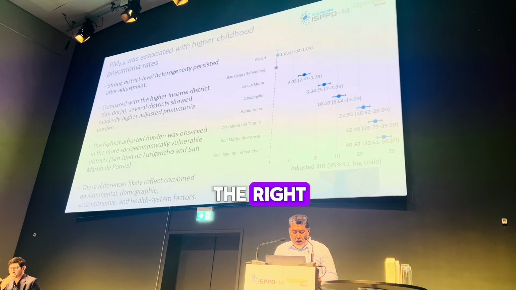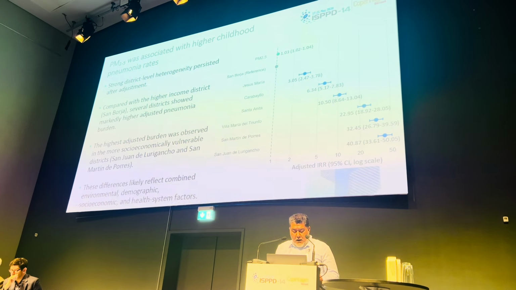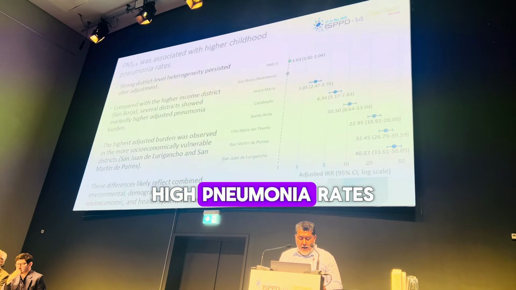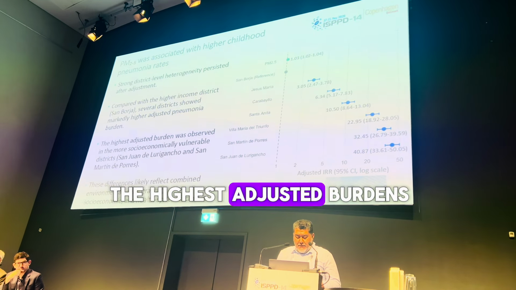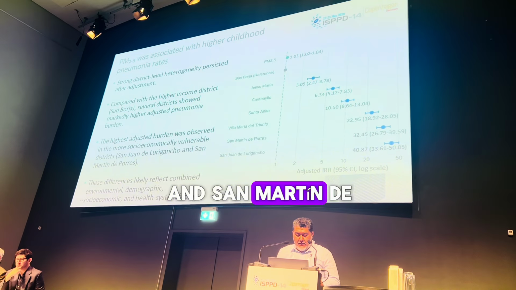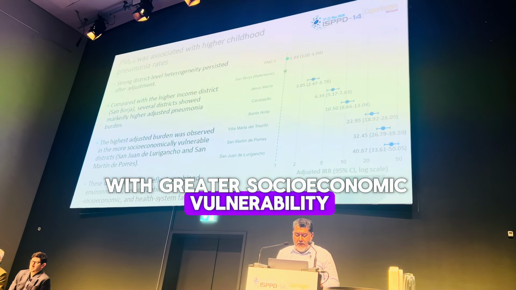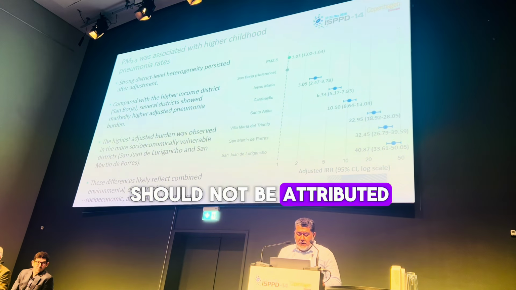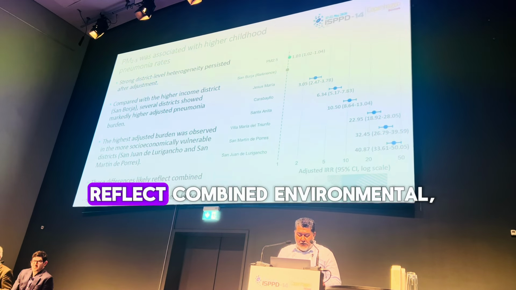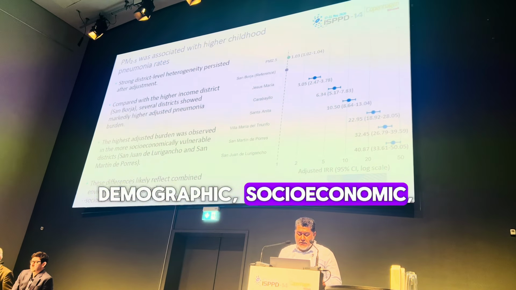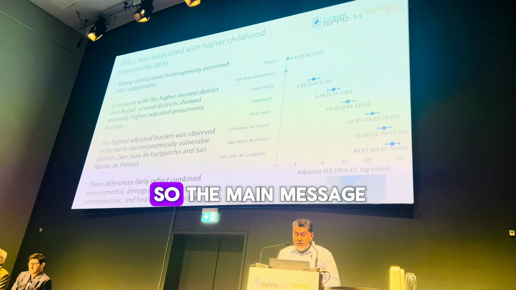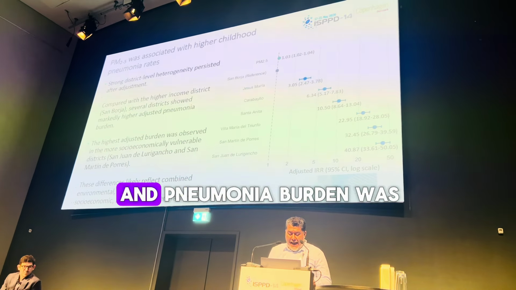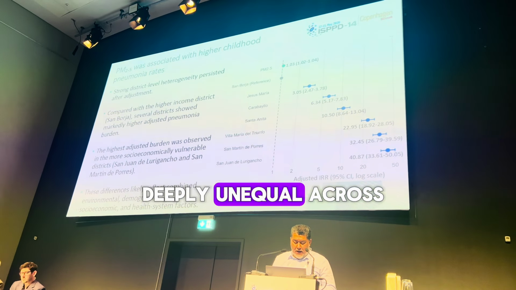The plots on the right also show strong district-level heterogeneity. Compared with San Borja, which is a high-income district, several districts had substantially higher pneumonia rates. The highest adjusted rates were observed in San Juan de Lurigancho and San Martín de Porras, districts with greater socioeconomic vulnerability and high urban density. However, these district differences should not be attributed only to PM2.5. They likely reflect combined environmental, demographic, socioeconomic, and health system factors. So the main message here is this: PM2.5 was associated with pneumonia rates, and pneumonia burden was deeply unequal across districts.